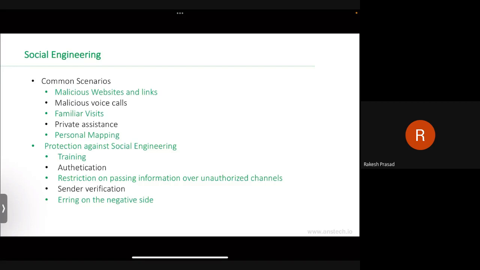So familiar visits are one way, and you need to make your employees aware of that. That training, that awareness has to go to your employees. People will come to you offering assistance, try to help you out, and generally we try to be helpful. If somebody comes and says, I've lost this, can you please help me? If a beautiful girl comes and asks you, then you will be more helpful. Okay. Such things, people do personal mapping. They're following you on social media. If you are someone very important, then people are mapping you. In my organization, I see my CFO getting mapped. I see myself getting mapped. I see our CEO getting mapped.